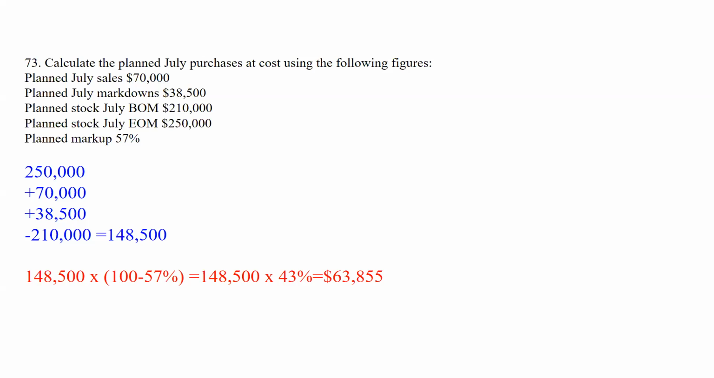It's the same exact formula which we've been using in chapters 2 and 3. So you're just going to take 100% minus 57%, or 100% minus markup percent, to give you cost percent. And then you multiply that with your planned purchases at retail to give you planned purchases at cost. Check my answer if I'm correct or not.